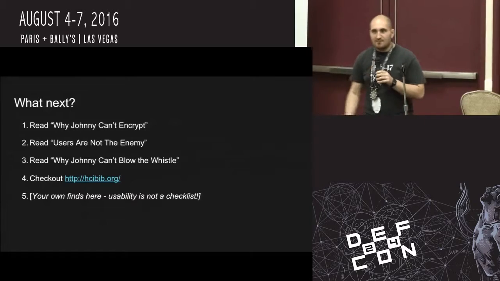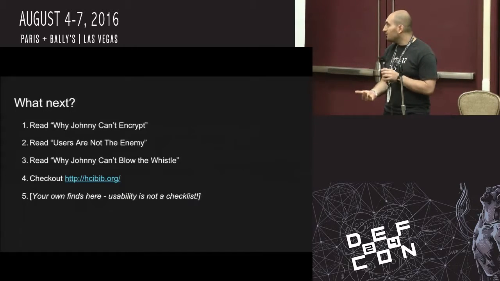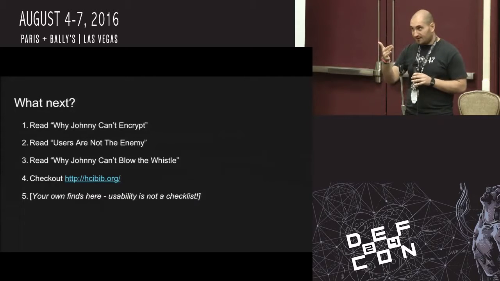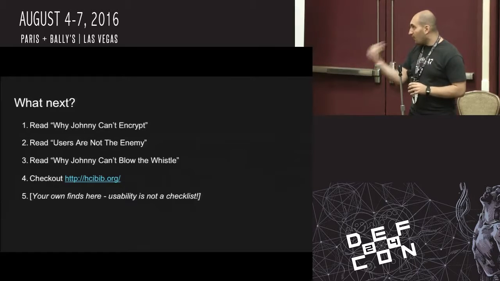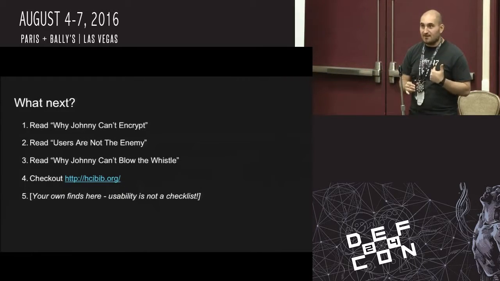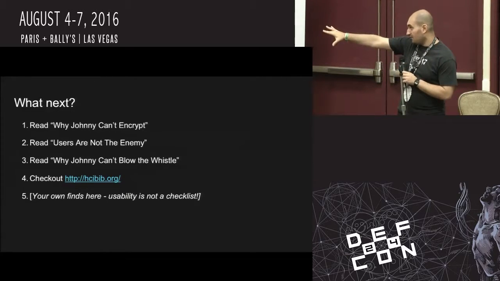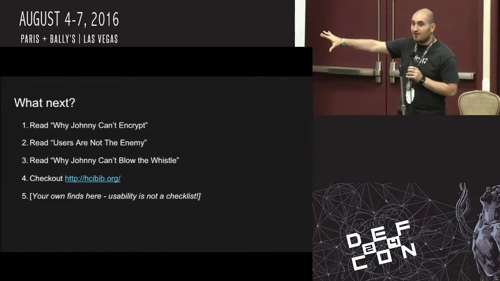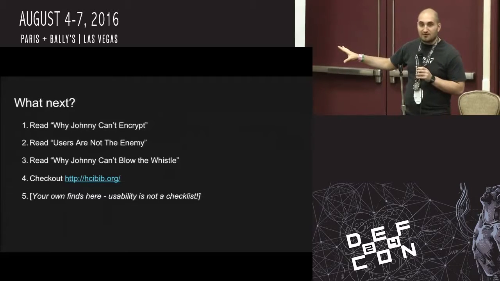And finally, you may be sitting here thinking about what you can do next. I would recommend that you read the paper Why Johnny Can't Encrypt. Read Users Are Not the Enemy by Angela Sasse, which we were talking about earlier. Read Why Johnny Can't Blow the Whistle, which is the paper that I was just discussing. There's an entire human-computer interaction bibliography that has a bunch of free papers. And also, come up with a few things you want to read on your own.